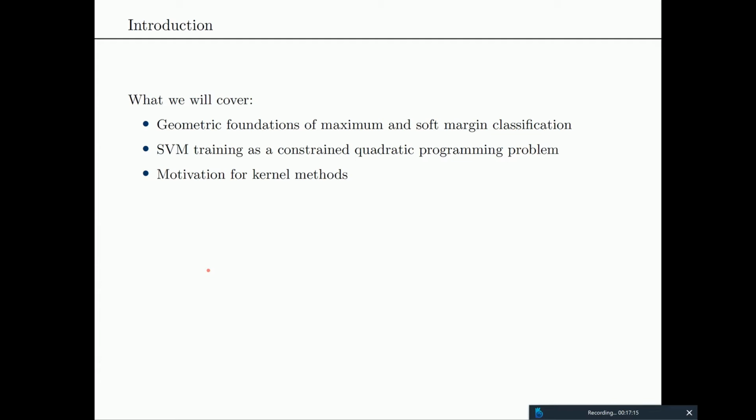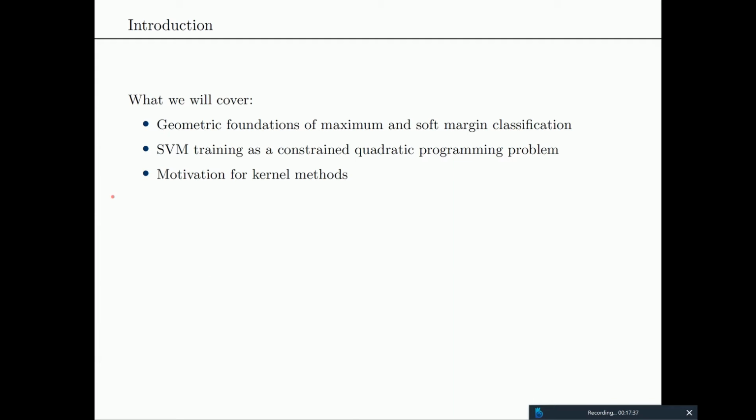And finally, you might have heard there's something called kernel methods, and the kernel methods are motivated by a particular way that the SVM training objective function comes out. So I want to show you the motivation there, because I always find it quite hard to understand where this kernel thing is coming from.